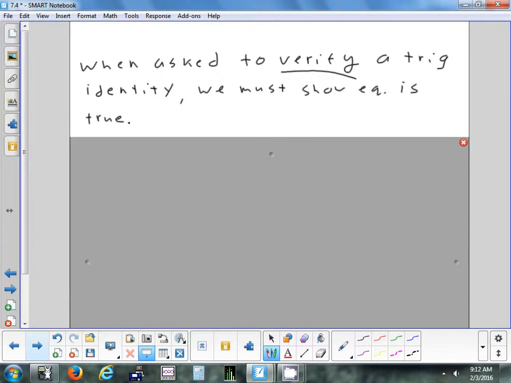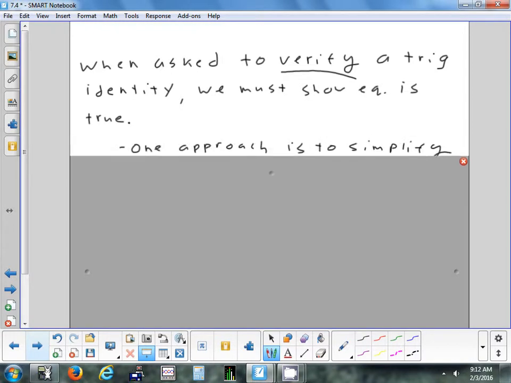Okay, so we'll try some verifies in a little bit. I think I want to try one more simplify, and then we'll try some of these. All right, so changing everything to sines and cosines. Okay, that's one trick.